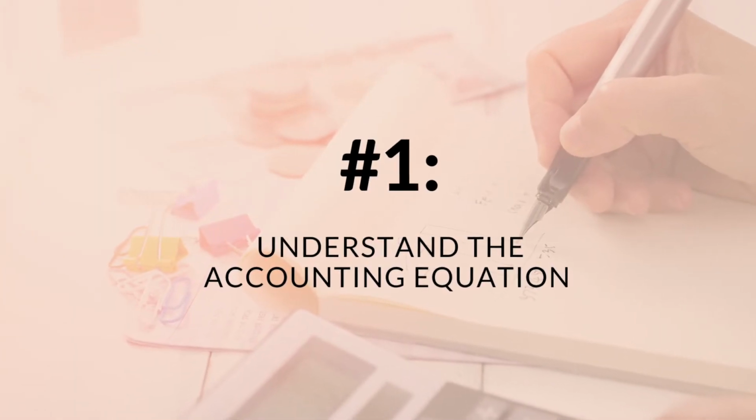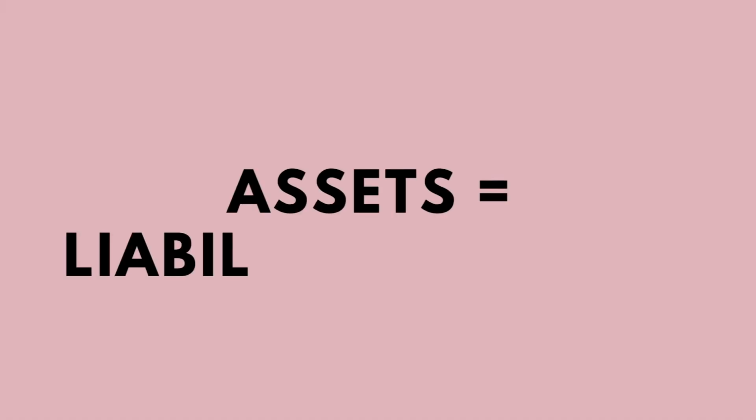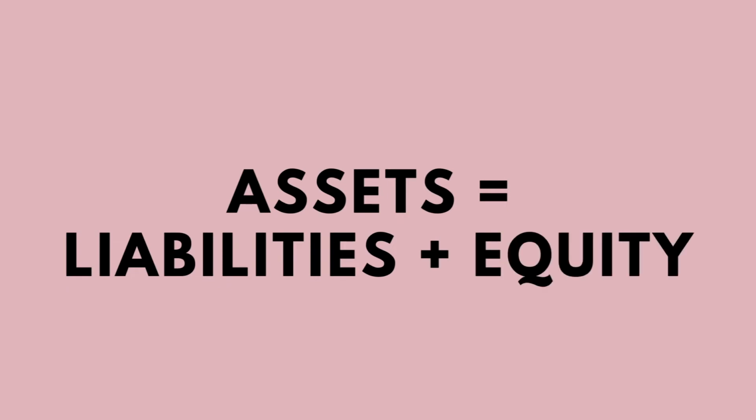Tip number 1, understand the accounting equation. You're probably asking yourself right now, what the heck is that? Don't worry, I have it shown right here. Assets equals liabilities plus equity.